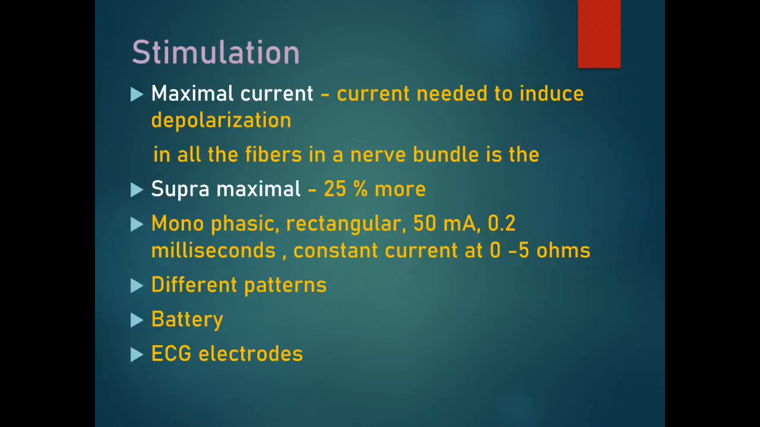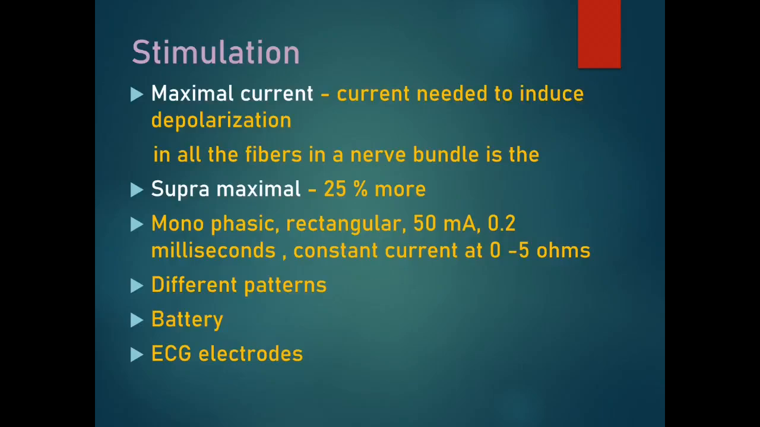Now, how much do you stimulate and when do you do it? Stimulation is measured in terms of the current. We need to know what is the maximal current and what we mean by a supramaximal current. Maximal current is the current needed to induce depolarization in all the fibers of the muscle in a nerve bundle. I'm repeating, a maximal current is a current that is required to induce depolarization in all the muscle fibers in a nerve bundle.